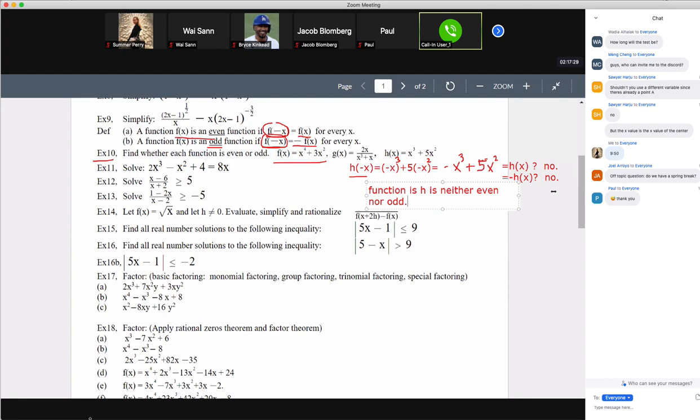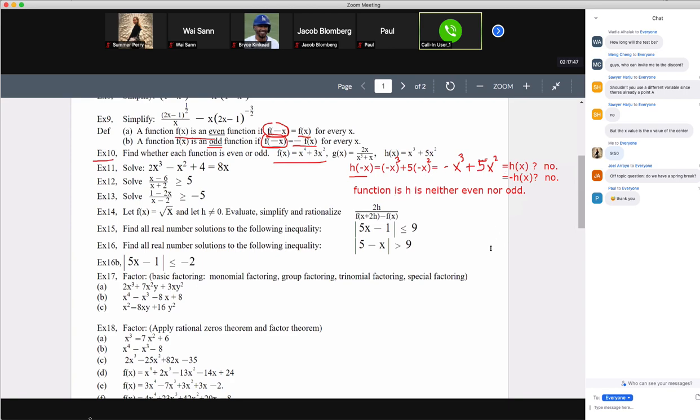Do we still use the word nor? Anyway, I'll just say it this way: it's not odd, not even. We do still say nor. Okay, neither even nor odd. So this function h is not even, not odd.